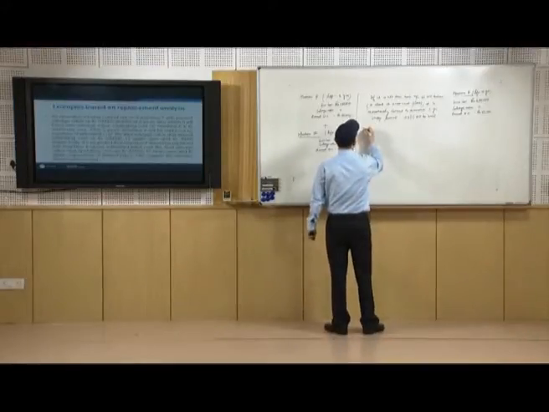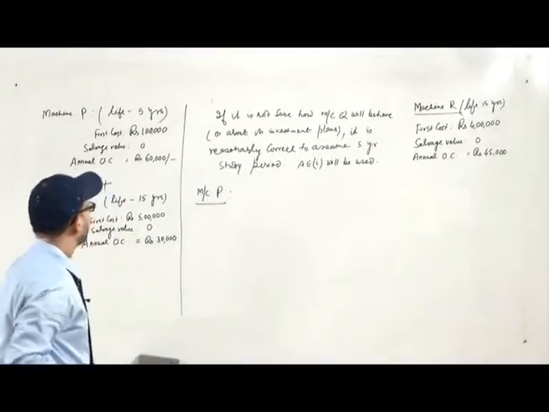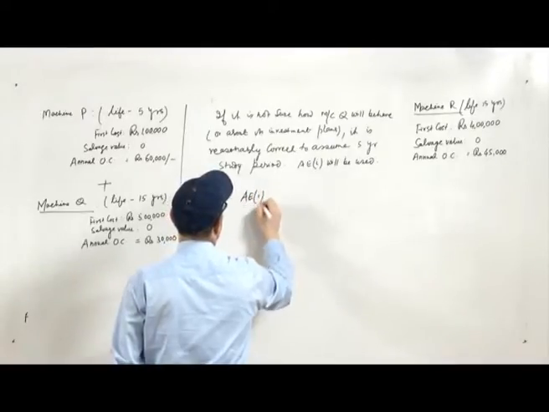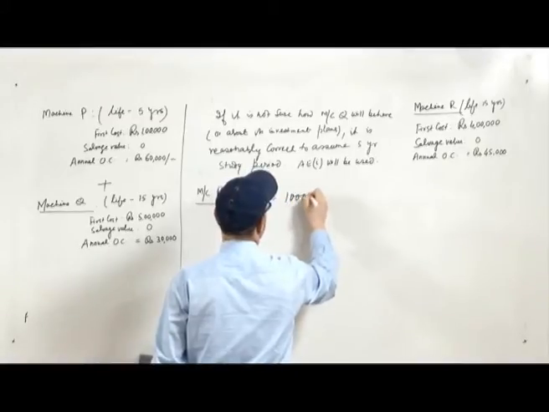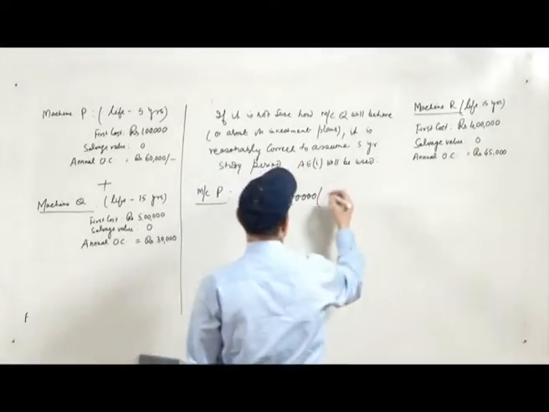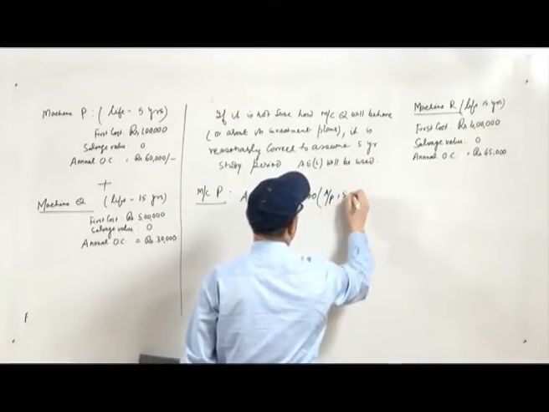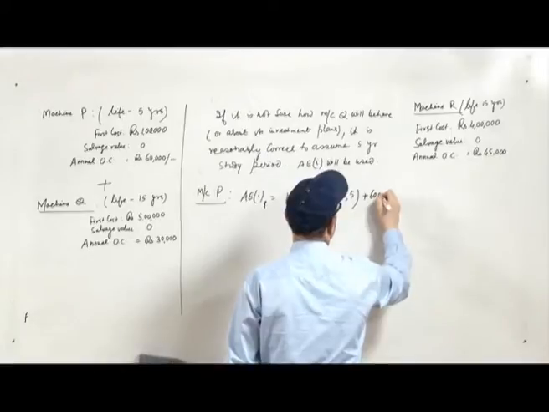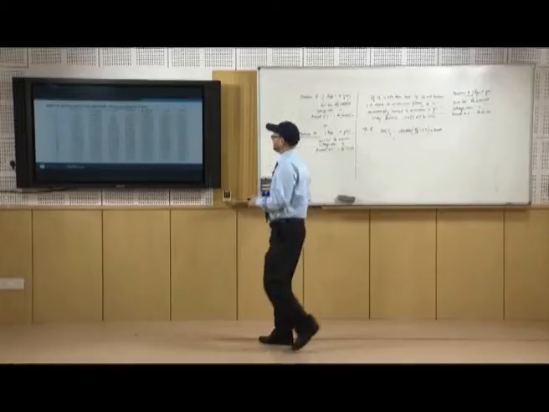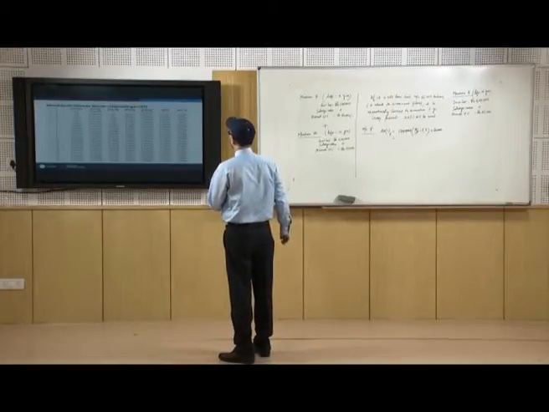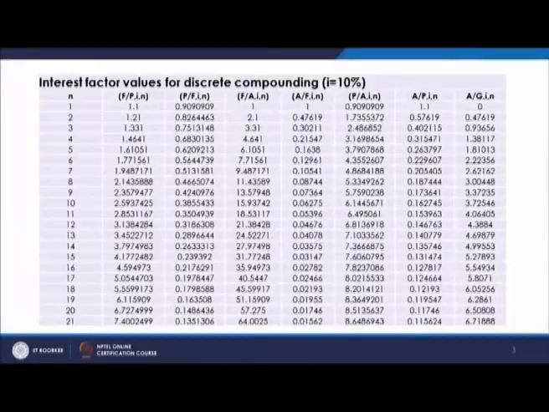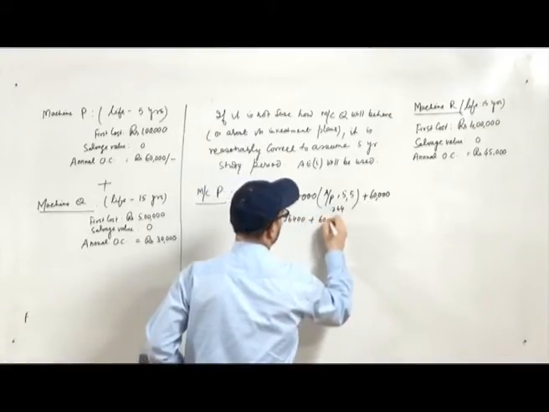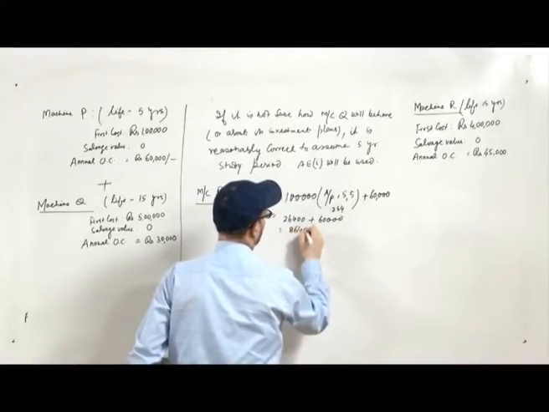So, for machine P, if we take the annual equivalent basis, you will find one lakh multiplied by A by P 55 plus 60,000. A by P 55 will be 0.264. So, it will be 26,400 plus 60,000, so 86,400.